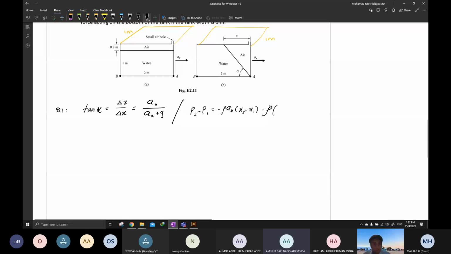Doctor, I'm sorry, I still can't understand the question. What does it mean by the free surface will touch the point A? I still can't understand it. Okay, can you see here?